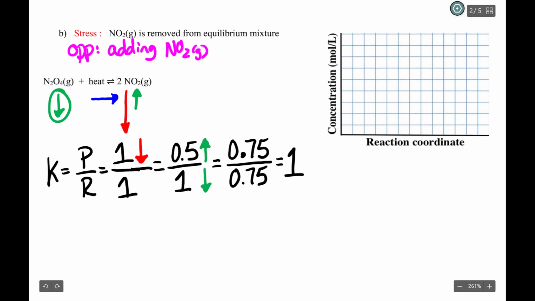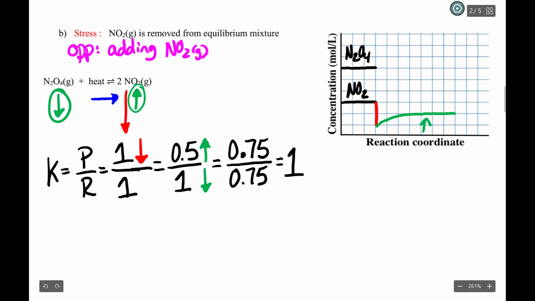Graphically, the way this would look, I'm going to stick with the same two lines. I've got N2O4 on the top, and I have NO2 on the bottom. So at my stress point, I have my line going down. Okay, I've decreased it. Then I get a shift to get the equilibrium system back to equilibrium. This causes the NO2 to go up. So I'm going to superimpose that on the graph here. So this goes up. That's what my green arrow is doing.